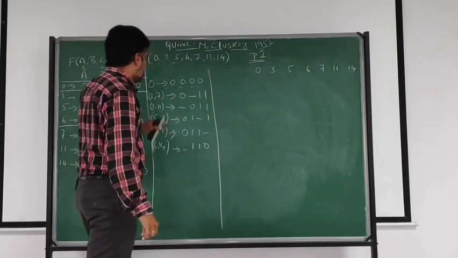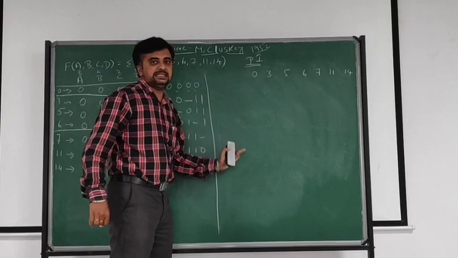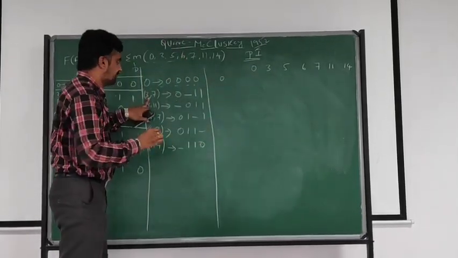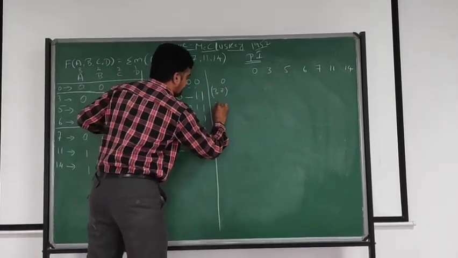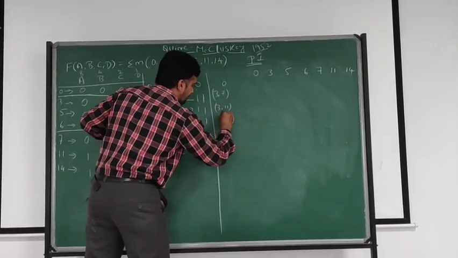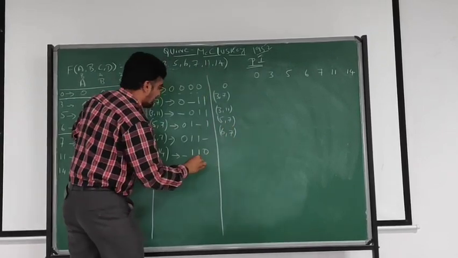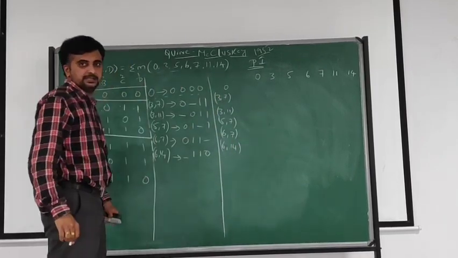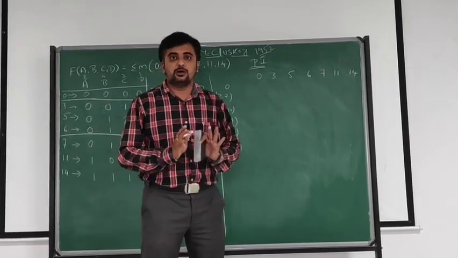Clear? Next, what are the values we got in the solution? We have to put them vertically here. So 0 as it is. Here 3, 7. Next 3, 11. 5, 7. Next 6, 7. Next finally 6, 14. Clear? Now, after writing these prime implicants, the first step is to cross the values.